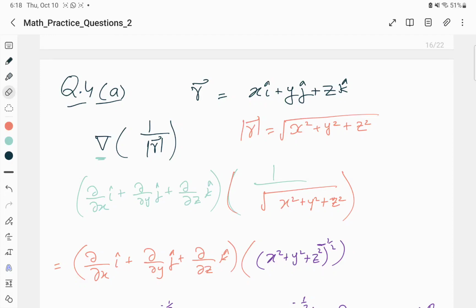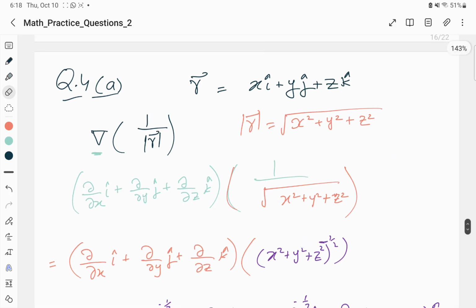So now we start question number 4. I have written a few parts of question 4 and I will explain from the given solution. We are given that r is equal to xi plus yj plus zk, and we were looking for the gradient operator applied on 1 over r magnitude. This was part A.